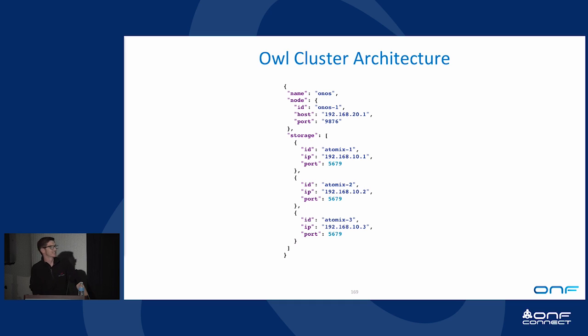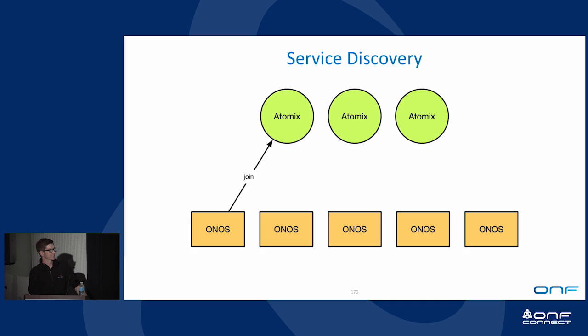So whereas it used to list the set of nodes, the controller nodes in the ONOS cluster, now it just lists the Atomix nodes. So you can provide local information about the local node and then some set of IPs for the remote Atomix nodes to which to connect. And so what this means is that ONOS nodes don't know about each other in terms of configuration. They don't need to. Because we use Atomix for service discovery in this architecture.